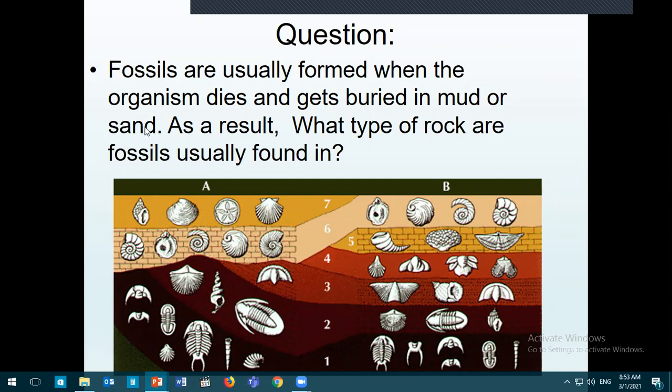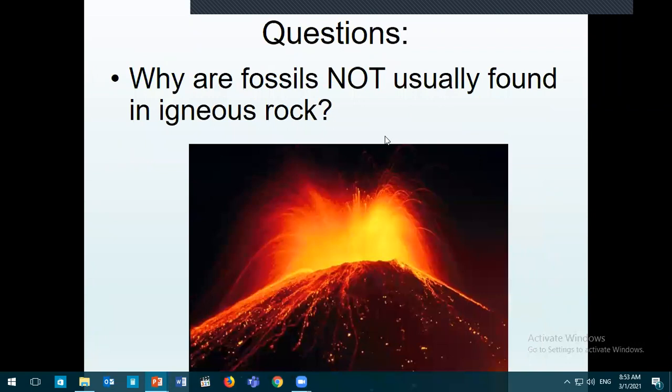Okay. So the first question says fossils are usually formed when the organism dies and gets buried in mud or sand. As a result, what type of rock are fossils usually found in? Sedimentary. Yes, sedimentary rock. Well done. Thank you so much. So sedimentary rock is the type of rock where fossils are found. You can see all the layers in here, and sedimentary rock is famous for its layers.